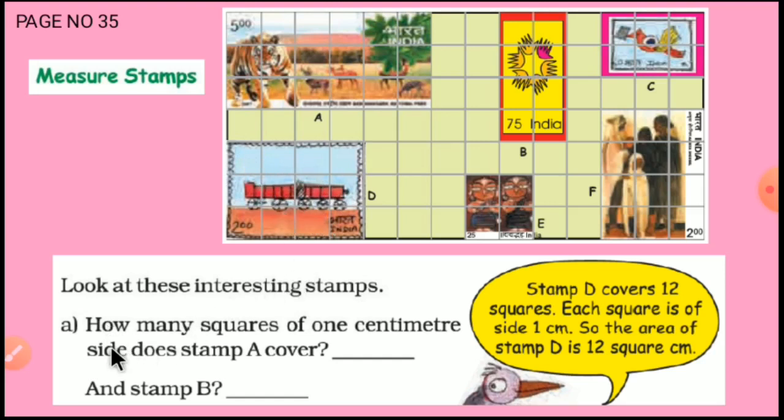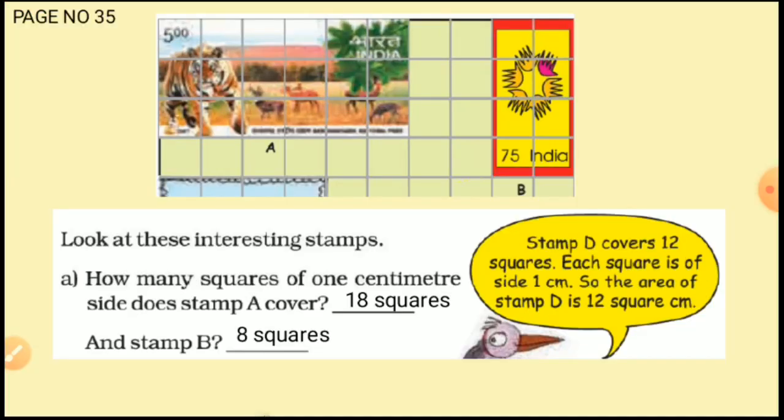Now let's answer this exercise. See, here stamp A is there, and our question is how many squares of 1 centimeter side does stamp A cover? And previously we counted it is 18. So 18 squares is the answer. And stamp B, here is stamp B, 2 4 ja 8. So 8 squares. Let's go further.